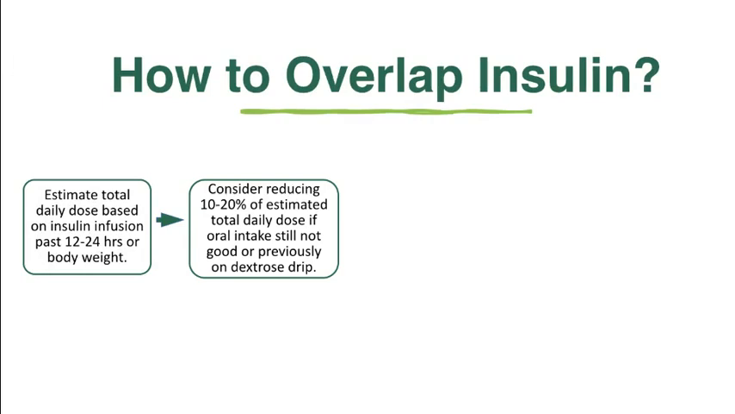Consider reducing 10 to 20% of the estimated total daily dose if the patient's oral intake is still not good or the patient was previously on dextrose drip. Elderly patients or those who are at high risk of developing hypoglycemia should have their total daily dose discounted too.